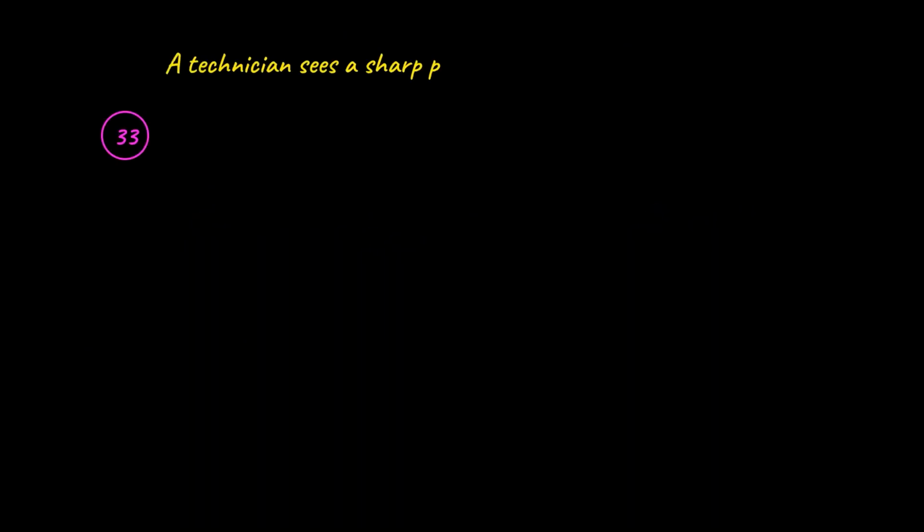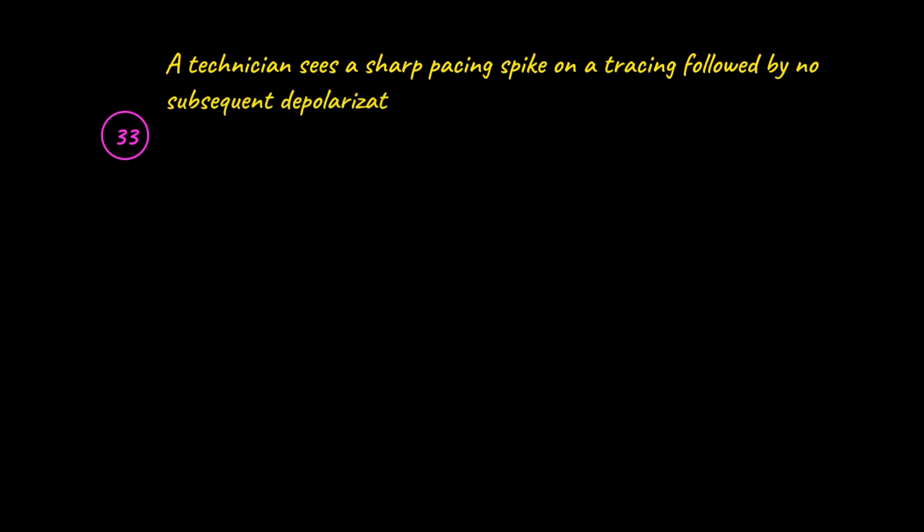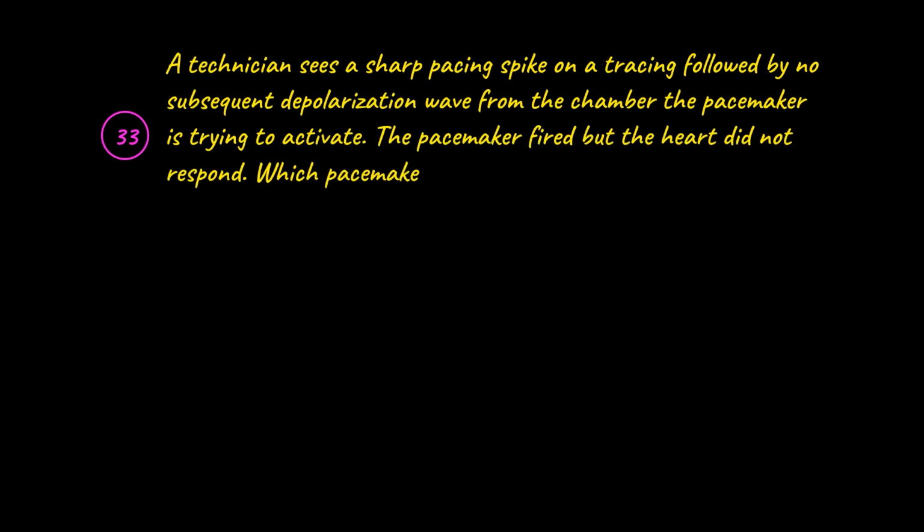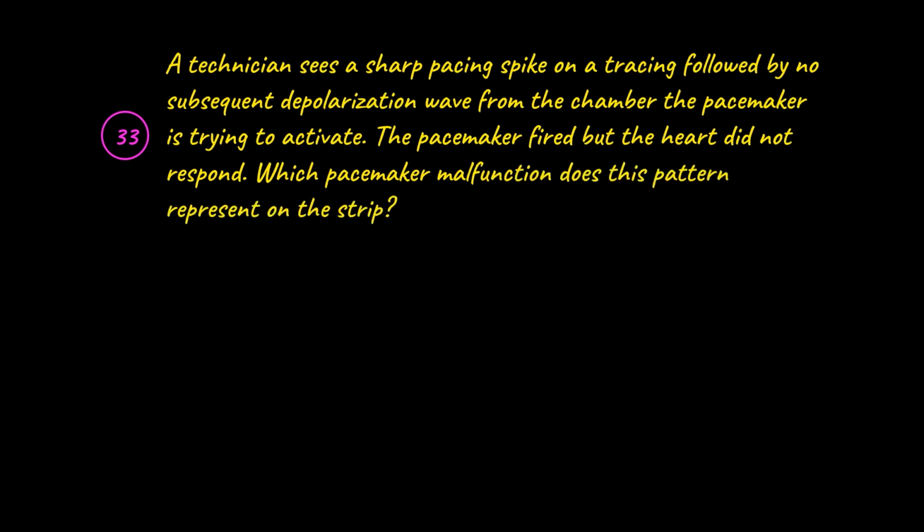Question 33. A technician sees a sharp pacing spike on a tracing followed by no subsequent depolarization wave from the chamber the pacemaker is trying to activate. The pacemaker fired, but the heart did not respond. Which pacemaker malfunction does this pattern represent on the strip?